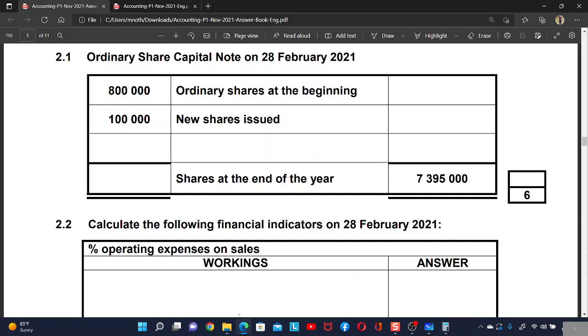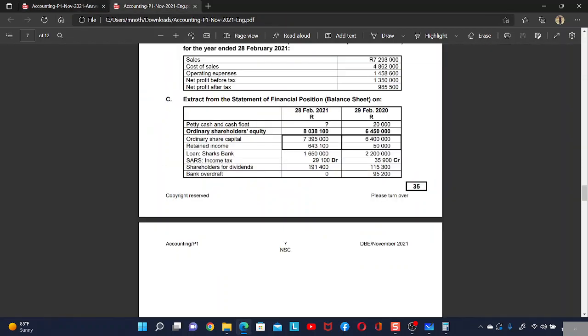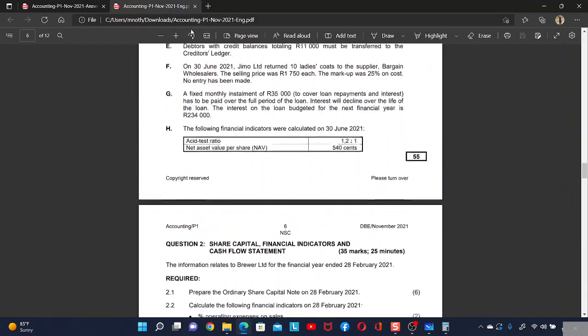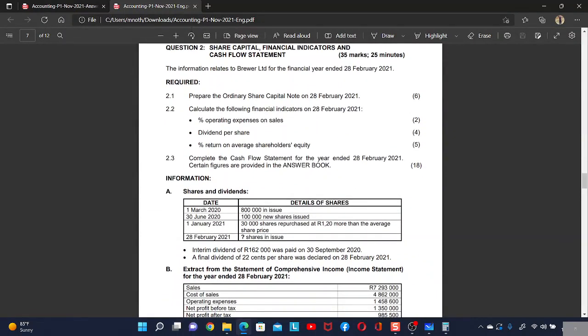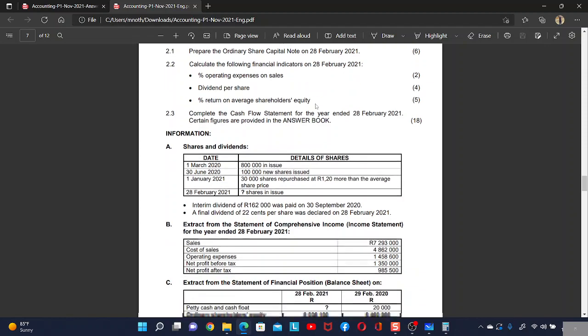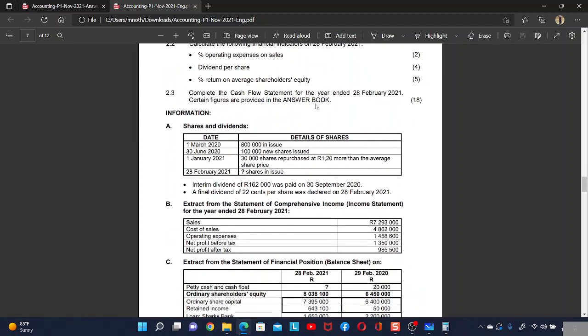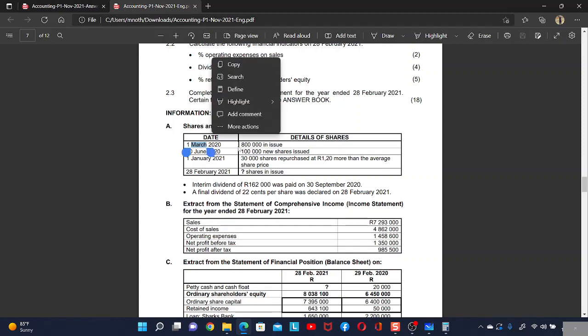So let's go to what you are here to do. We are told to prepare the ordinary share capital on 28 February 2021. On 1 March 2020, at the beginning of the year, because our year ends on 28 February 2021. So at the beginning of the year, we had the shares of 800,000.